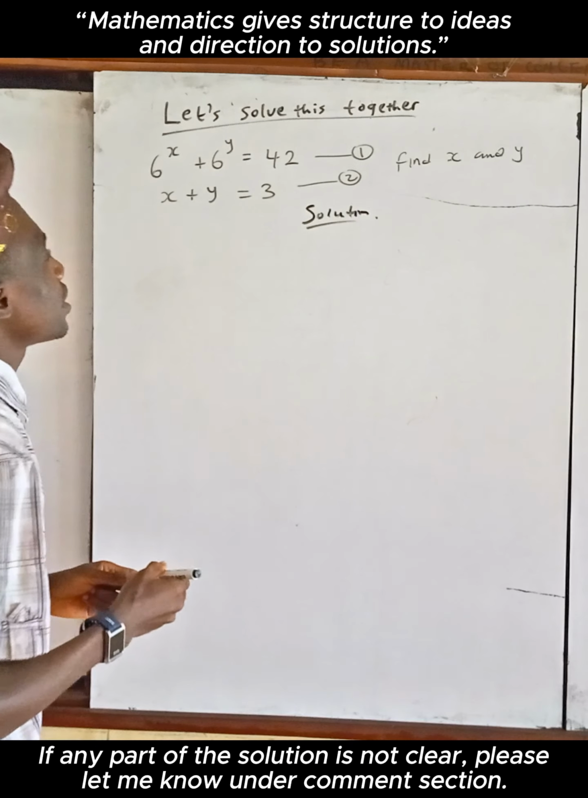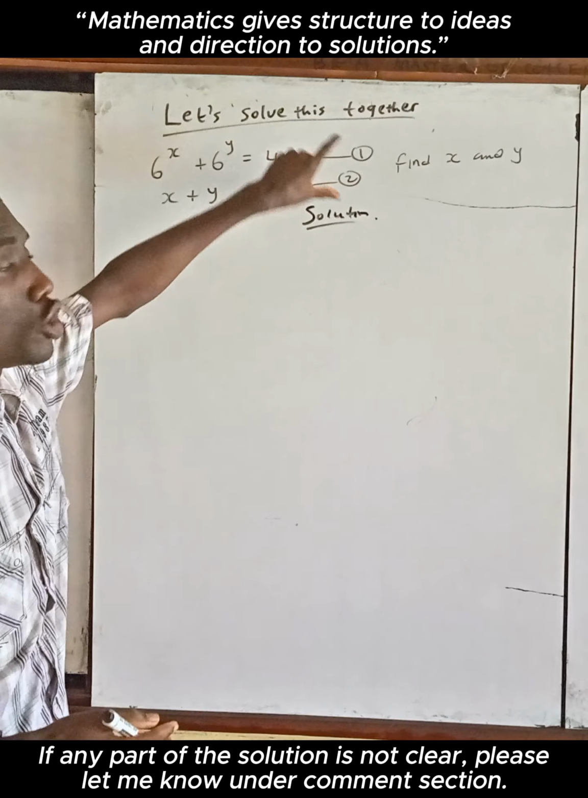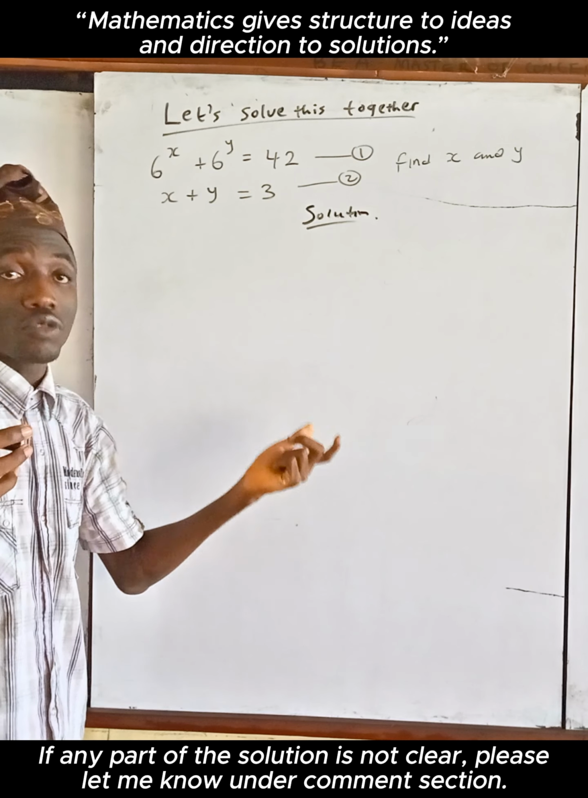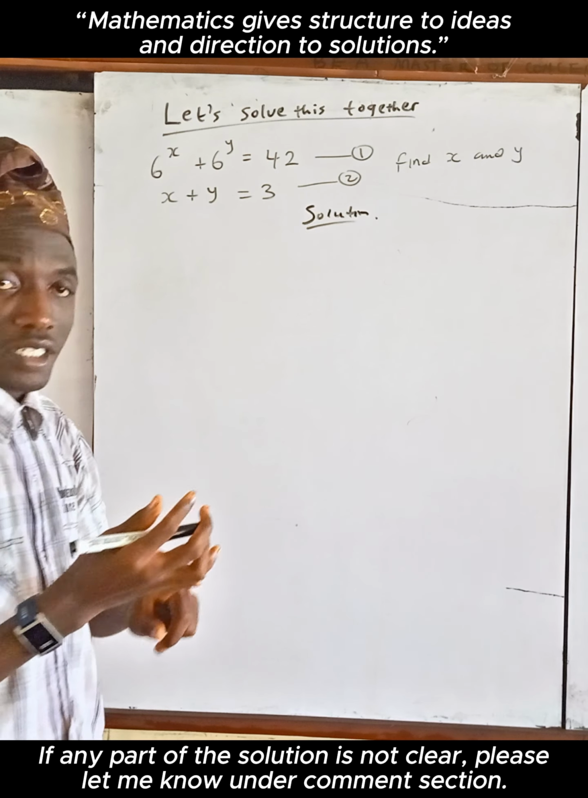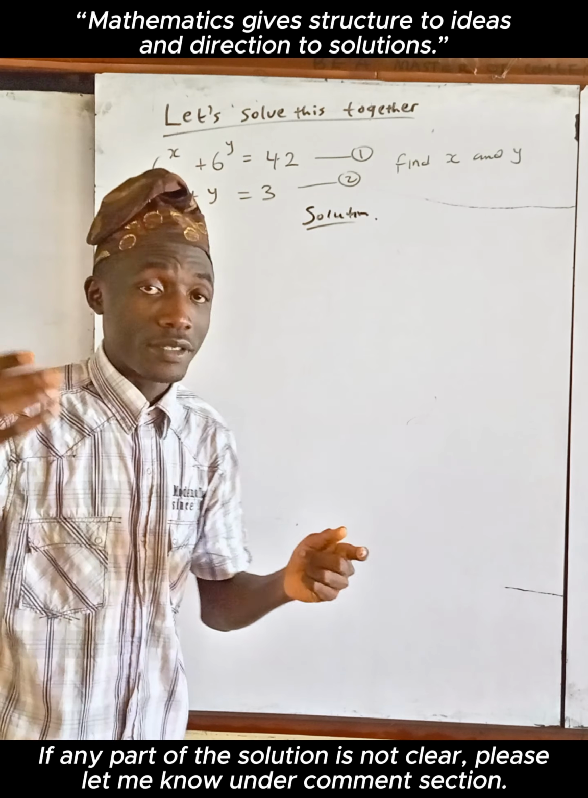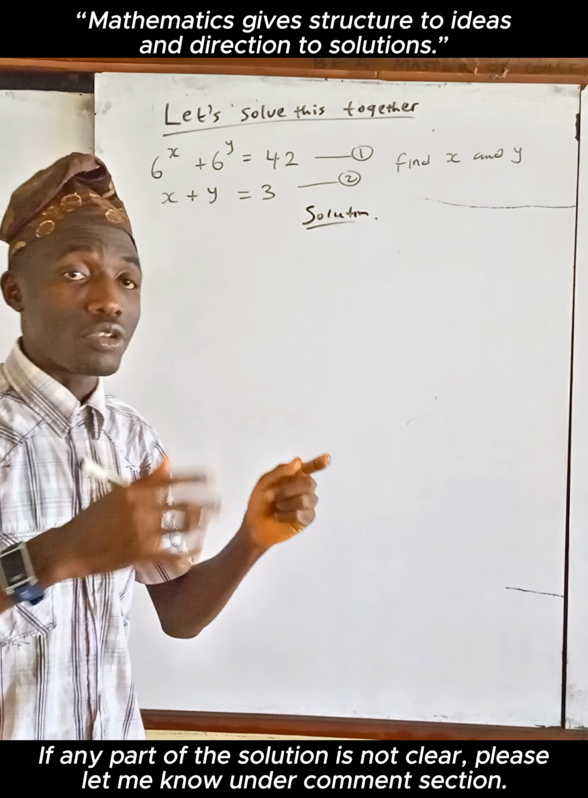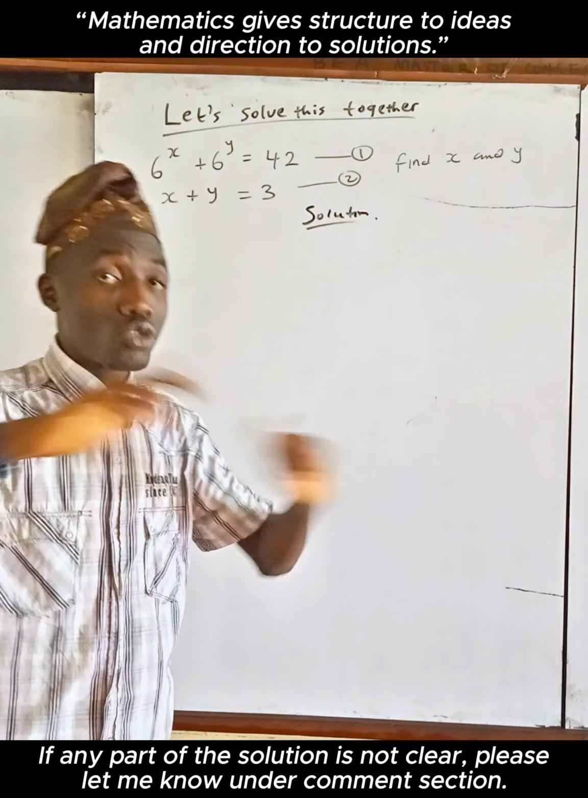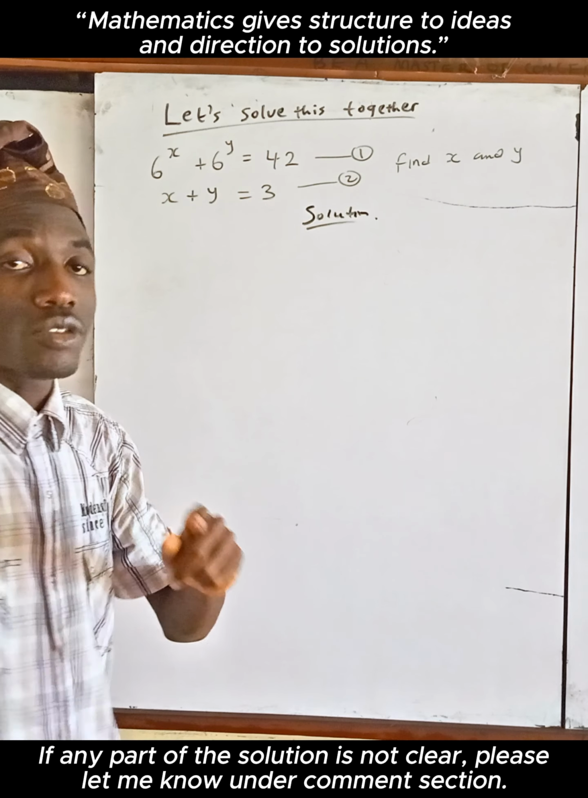So we are given this simultaneous equation. We have different types of equations. We have linear equations. A linear equation is any equation that is on a straight line. We have quadratic, we have cubic, we have polynomial, all those. We will still talk about them on this channel.